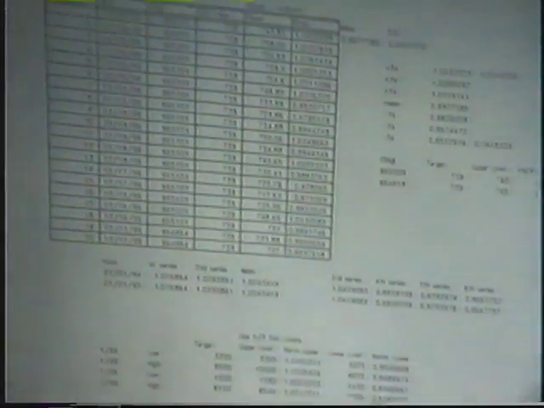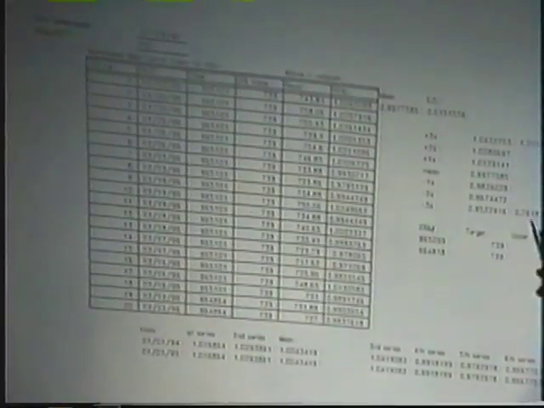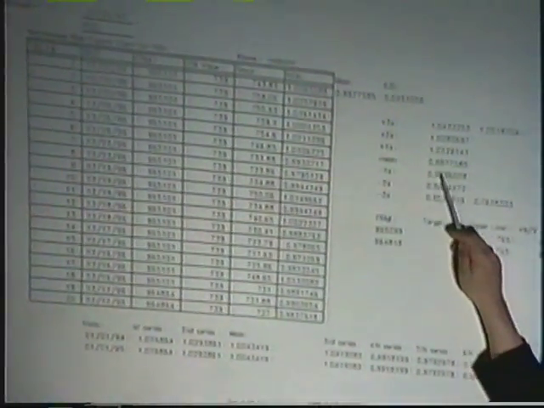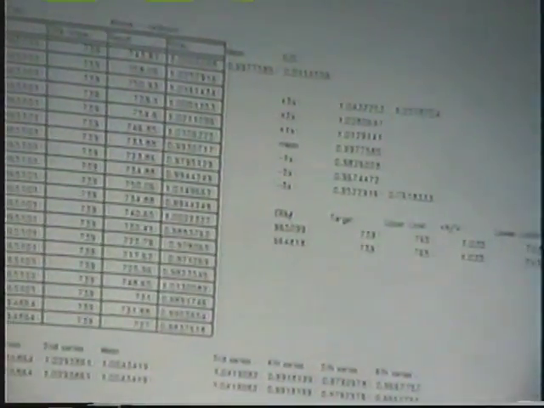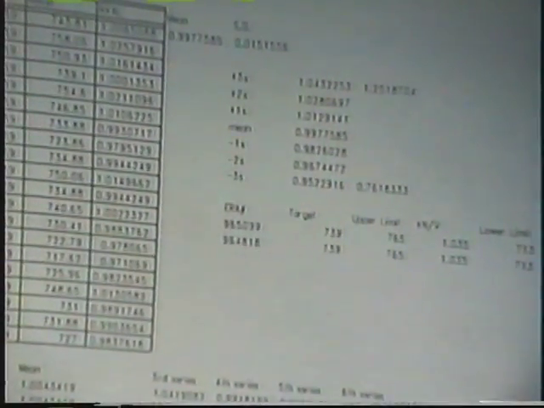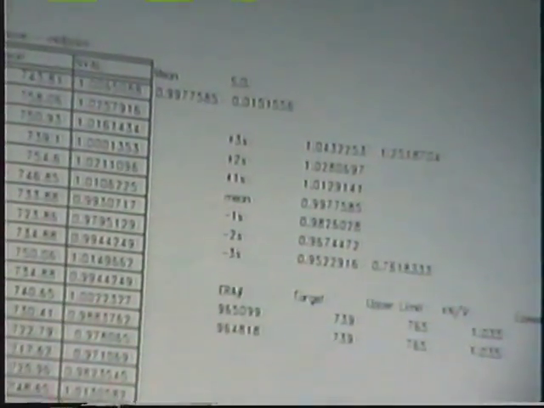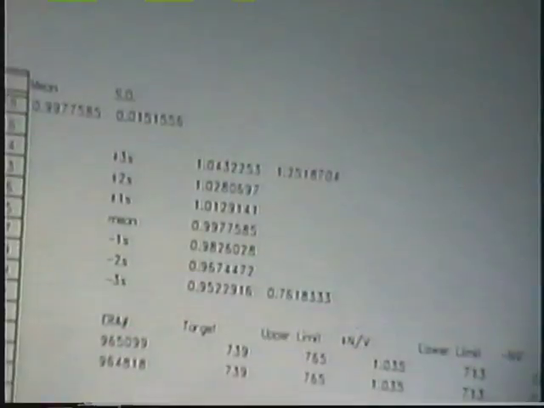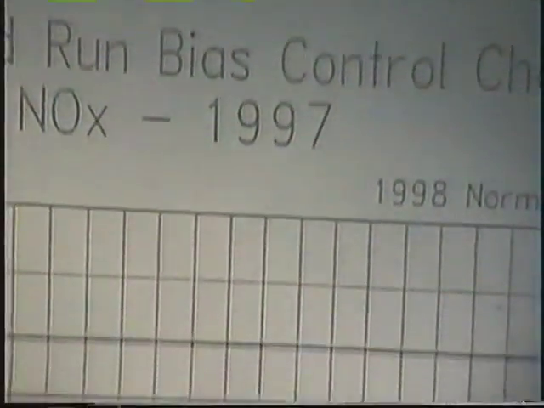From this, we plot a chart which uses basic central tendency measurements, mean, plus or minus 1, 2, and 3 standard deviations. And this is a chart that's known in industry as a Shewhart chart. Has everybody heard that term? It's not that familiar a term yet. But an extremely useful tool. This is the Shewhart chart of nitrate for 1997.